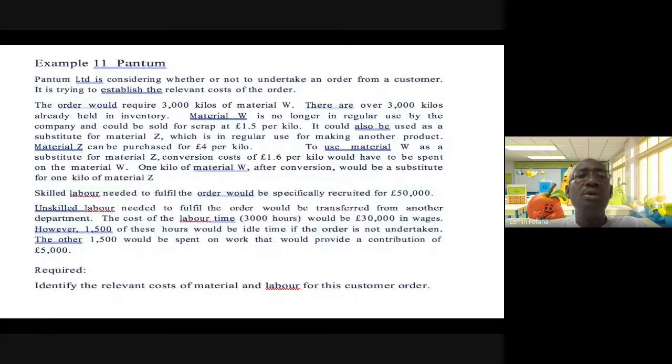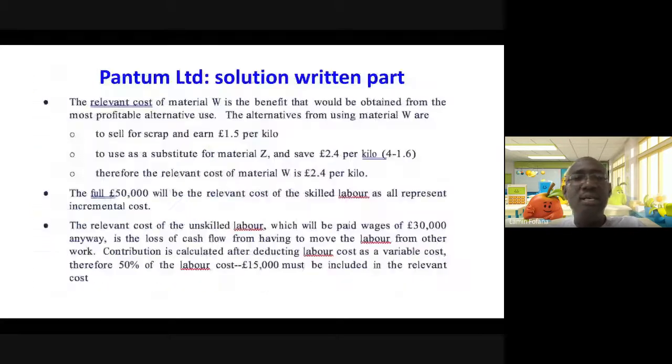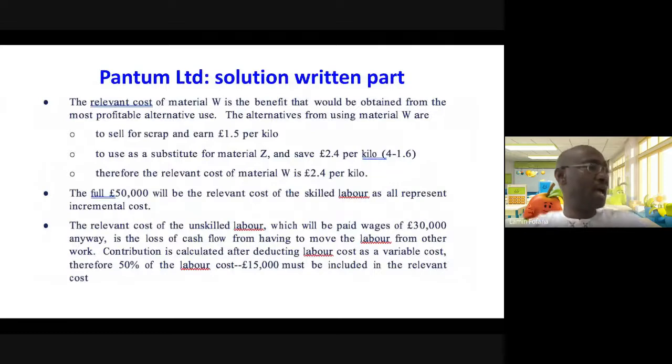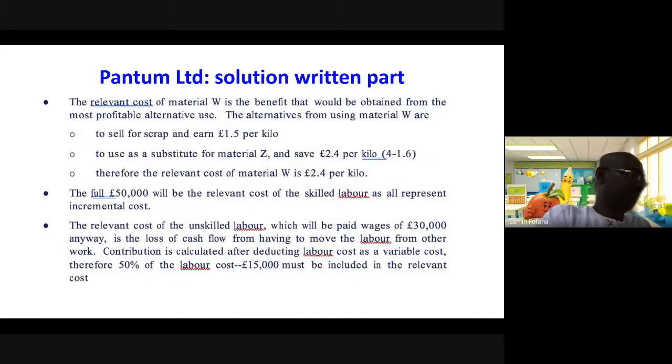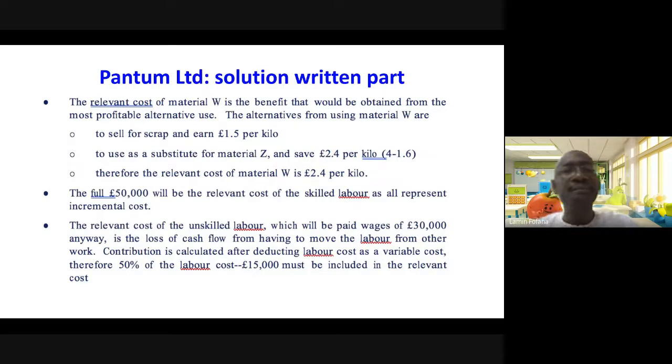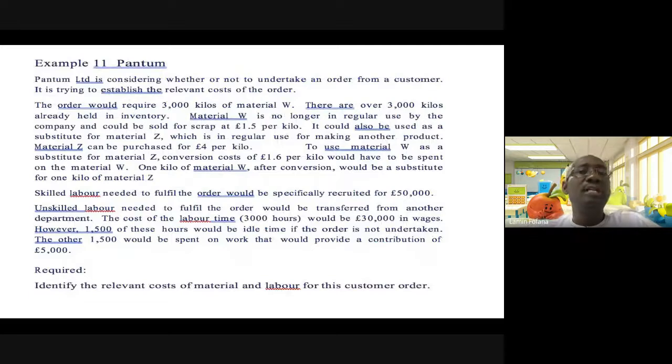Okay, so let's look at a question on this. Let's look at the question on this, and I'm going to give you the other question as homework. Example 12, tricks. You will do tricks as a homework. Okay, so let's look at this question.